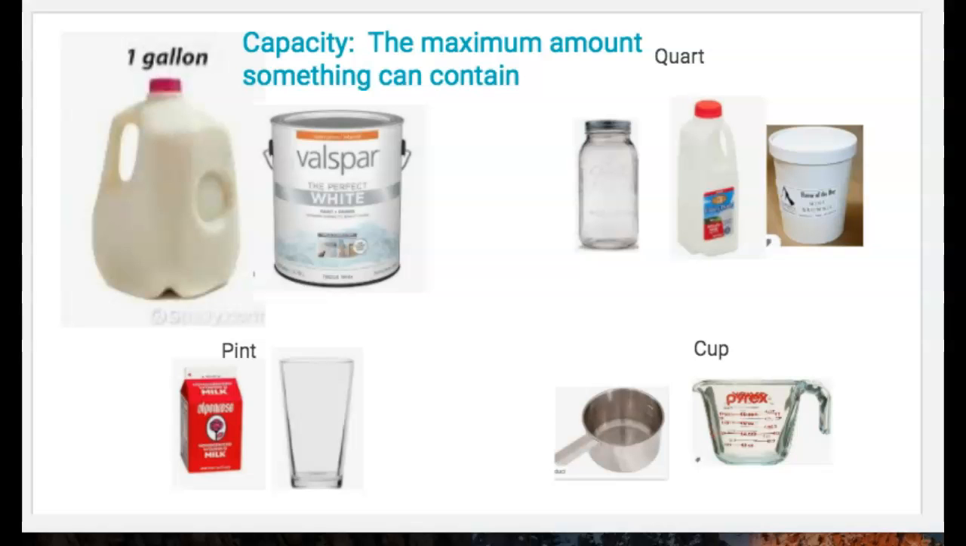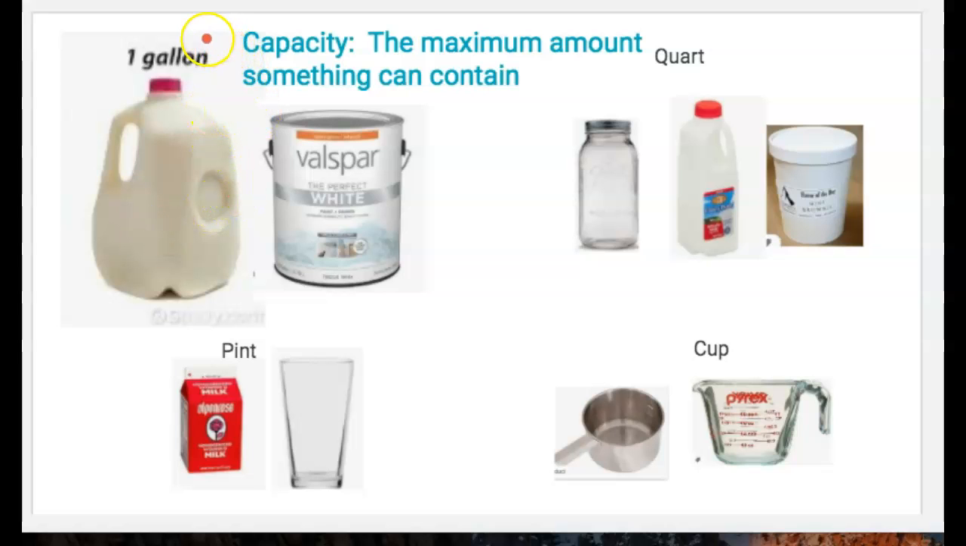Today we're going to be looking at more measurements, but today we're going to be looking at capacity. So we're going to be measuring capacity. Capacity is the maximum amount that something can contain. So capacity is the inside of something. When you fill something, what is its capacity?